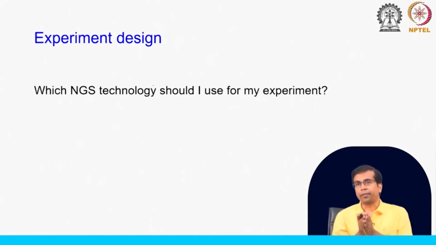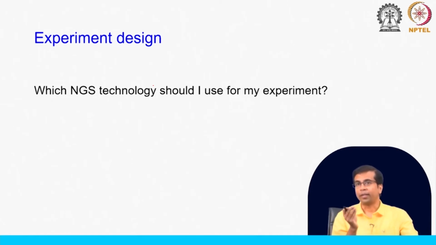Okay. So, coming to the last part. We have looked into coverage, we have looked into quality score. The last part is about experiment design. When we are starting a project or doing some experiment, one of the questions that we might have is which NGS technology should I use for my experiment. This is a question that we always face when we are doing our research. Which NGS technology is suitable for me?